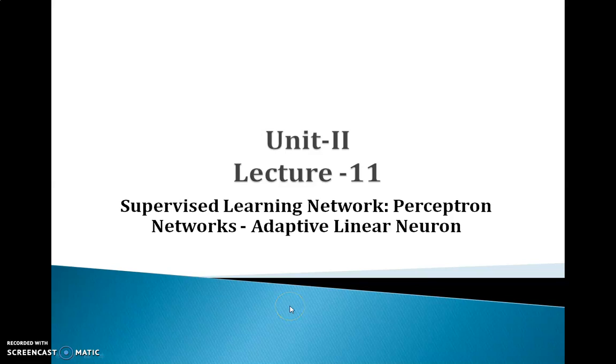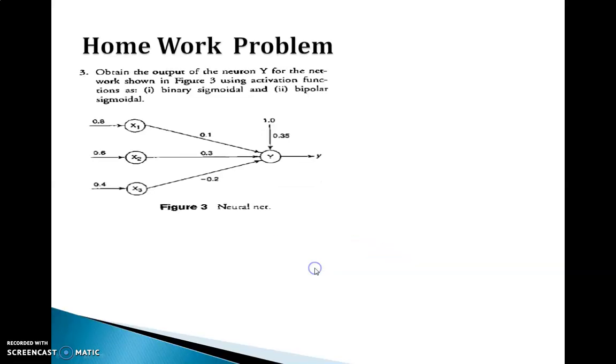Hello learners, this is lecture 11 from Unit 2, Supervised Learning Network. Under this topic, we are going to discuss the perceptron neural network and the adaptive linear neuron, that's the Adaline neural network. In the previous lecture, we were given one homework problem.